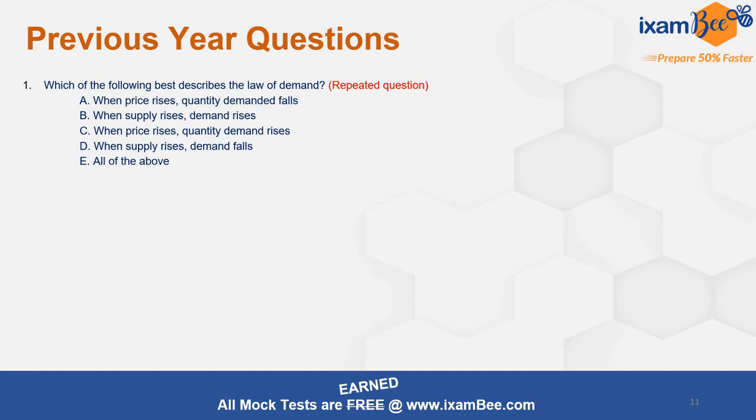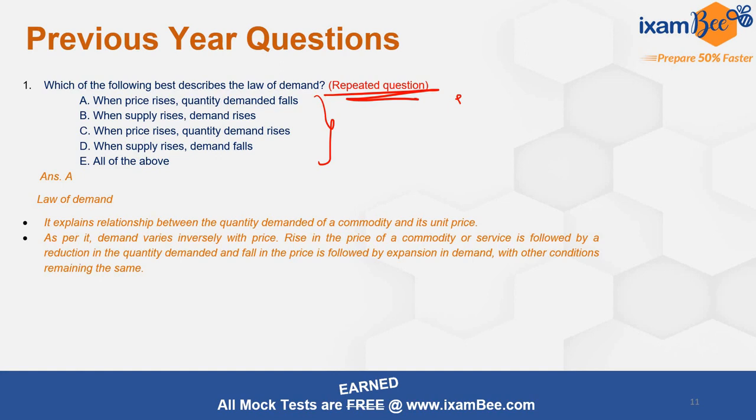In this question, this kind of question is a very repeated question. This was asked 3-4 times in the SEBI examination: what describes the law of demand? Among these options, what best describes the law of demand? The law of demand is the relationship between price and quantity demanded. Everybody knows. Now, what kind of relationship is that? It's a negative relationship. When price rises, quantity demanded would fall. So the correct answer is answer A.